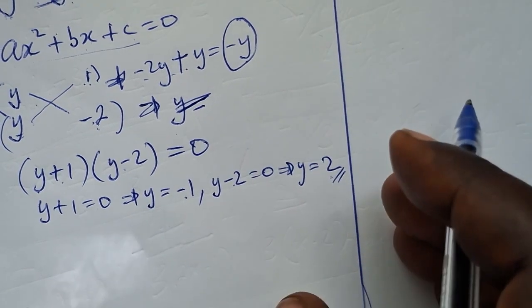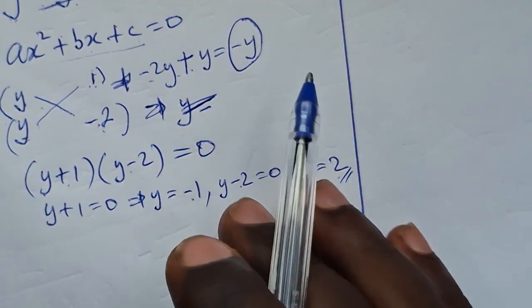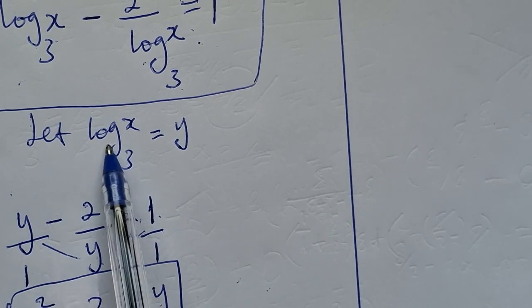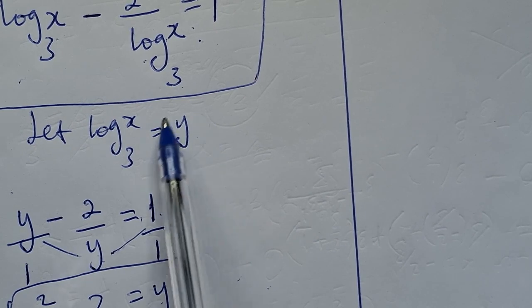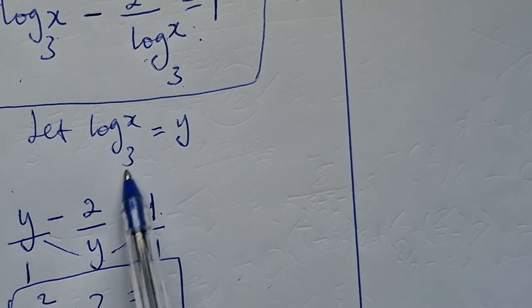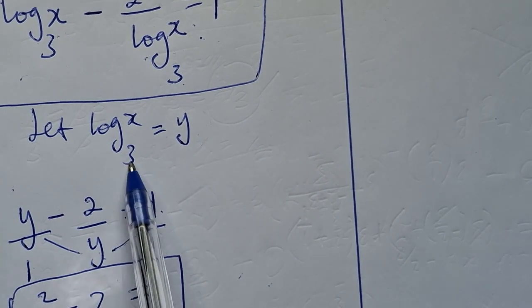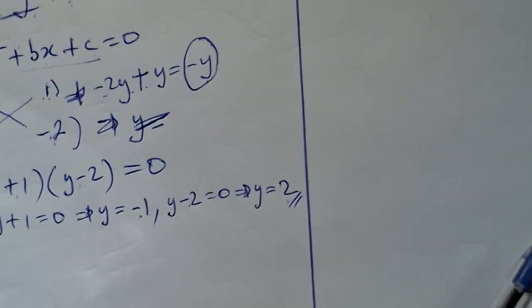But we know that we have set in this area that log of 3 to the x be equal to y. But now that we have gotten the value of y, we have to replace it back to see how we can get the values of x. So log base 3 of x is equal to y. Let's come back and replace this. We already have the value of y. Let's try to do that.